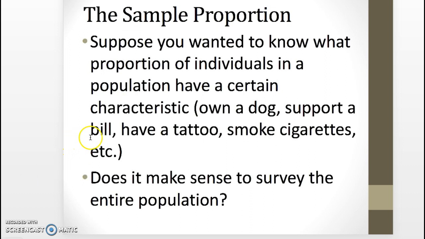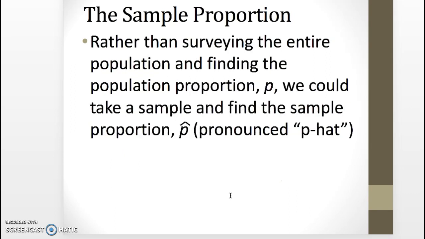So let's suppose you wanted to know what proportion of individuals in a population have a certain characteristic. It could be something like owning a dog, supporting some sort of political bill, having a tattoo, really anything. Like with the sample means, we consider whether or not it makes sense to survey the entire population. And almost always the answer is no. It's time consuming and there are resource restrictions, so we would prefer to obtain a sample and then make inference based on our sample. So rather than surveying the entire population, we survey a sample and talk about the sample proportion.